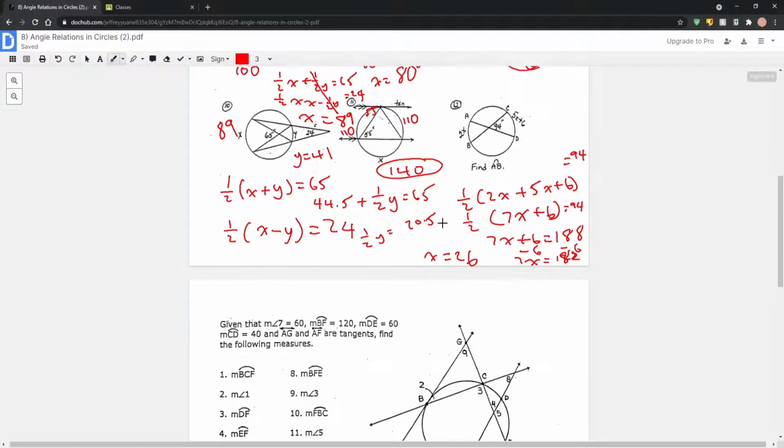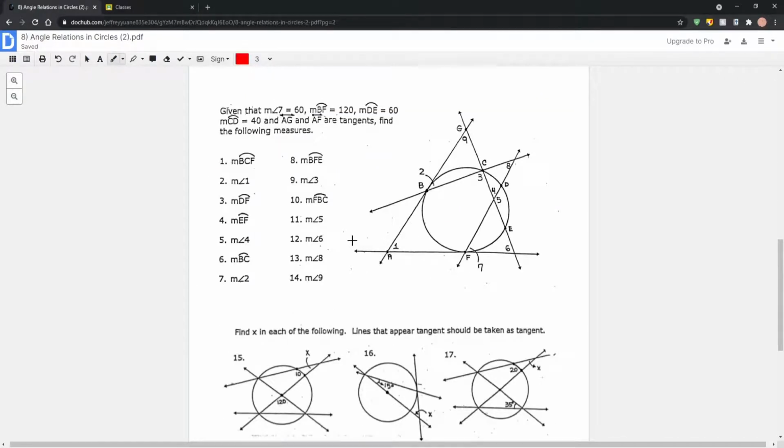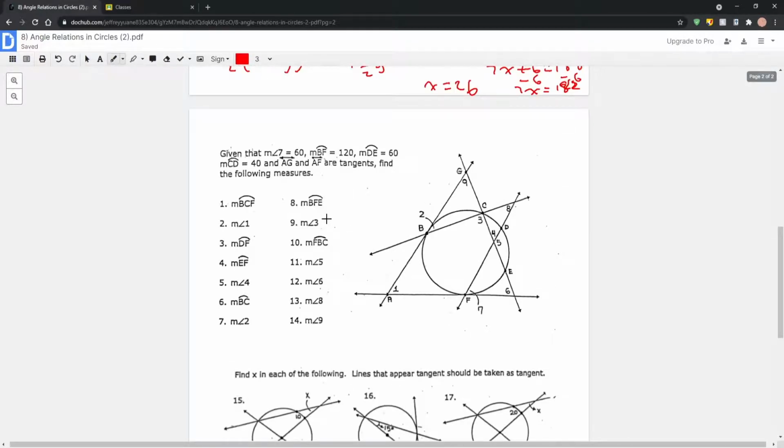Alrighty. Now we're moving on to these last few problems here. Given that the measure of 7 is equal to 60, let's just write this out. So this is equal to 60. Measure of BF equals 120. Where's BF? Oh sorry, arc BF is equal to 120. Arc DE is equal to 60. CD is equal to 40.